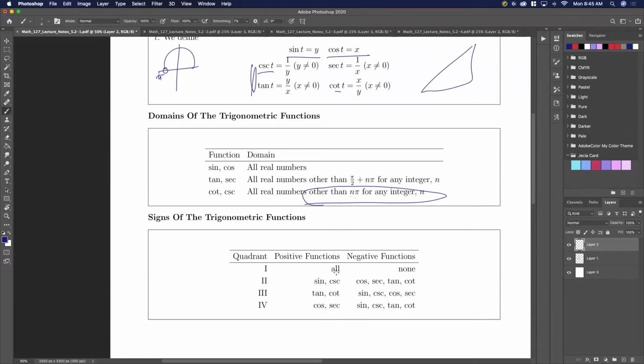In quadrant 2, y is positive. So sine and cosecant are positive, and x is negative. So cosine and secant are negative, and both of tangent and cotangent will be negative because I have one positive and one negative. Tangent and cotangent are positive in quadrant 3, since I have a negative over negative. And then everything else is negative in quadrant 4, because everyone else only has 1 negative.